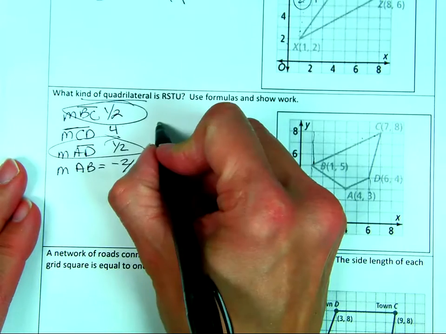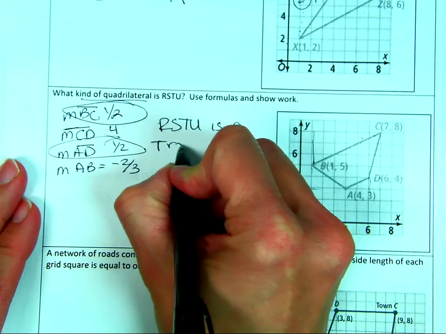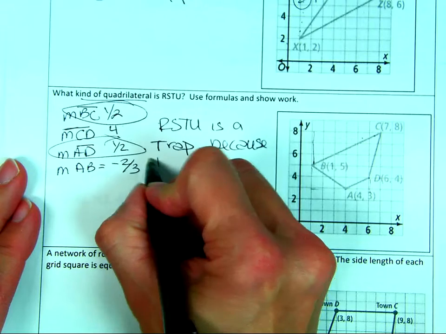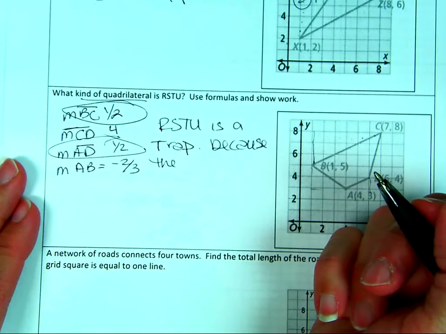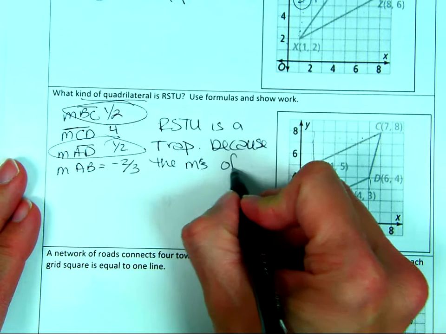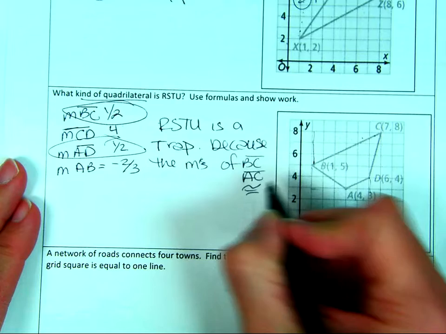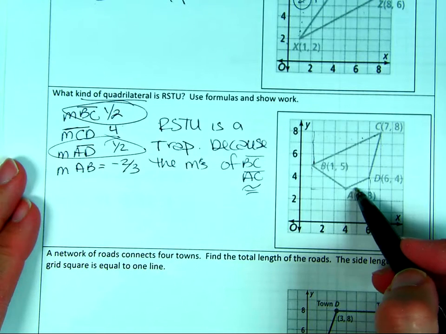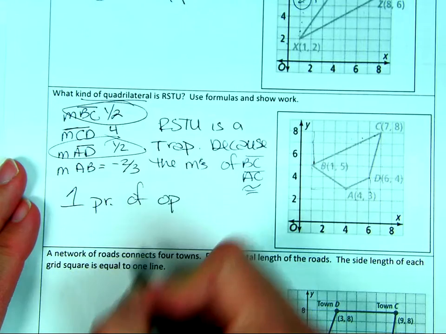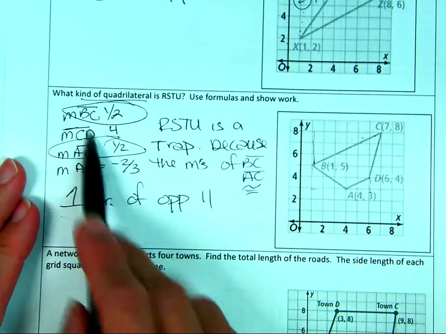So you could say RSTU is a trapezoid because the slopes, so I'm just going to say it, it gets too busy to write. The slopes of BC and AD are congruent, and therefore one pair of opposite sides are parallel. You'd have to say one pair of opposite sides are parallel, and that makes it a trapezoid. That's your reason, and this is why you know that they're parallel.